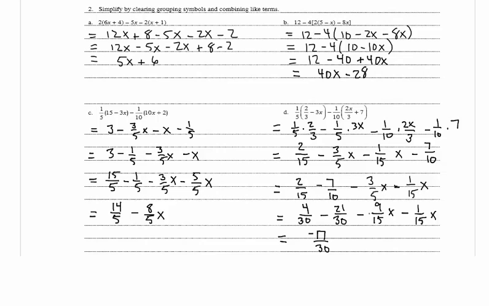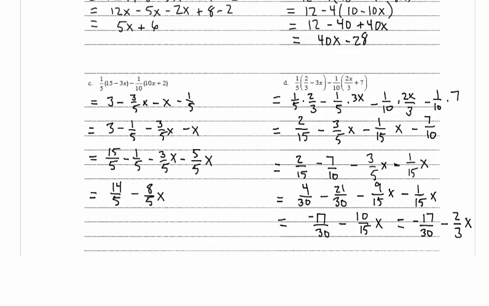And then we have negative 9/15 x minus 1/15 x is equal to negative 10 over 15 x. And we can simplify this one last time. We can write 10 over 15 as 2/3. So we're going to have negative 17 over 30 minus 2/3 x. And that's our video on simplifying algebraic expressions.